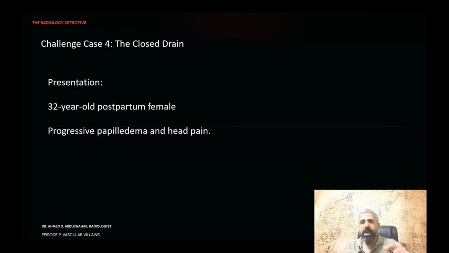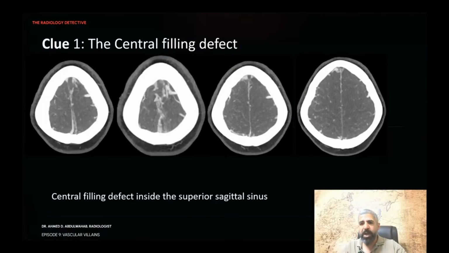So, clue number 1, it's called the central filling defect. Look at this contrast-enhanced CT venogram at the posterior superior sagittal sinus. Look here. We see a classic empty delta sign. The sinus walls enhance with contrast, but the clot inside remains completely dark. You see the clot here? It's dark with contrast flowing on the sides of it. A central filling defect. This venous drain is locked, clogged, obstructed, occluded. These are all the clues that you will have.